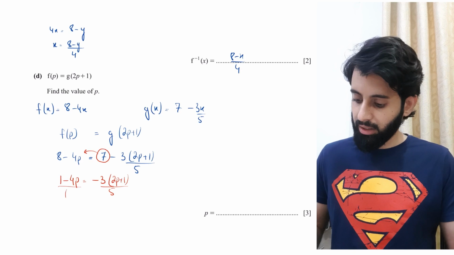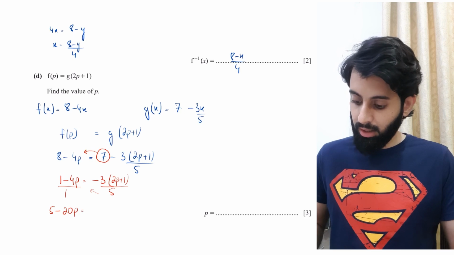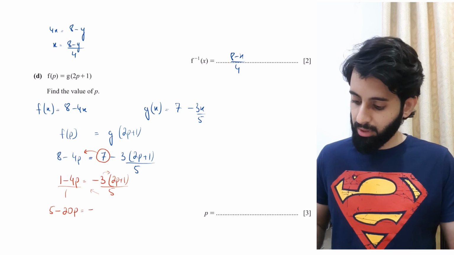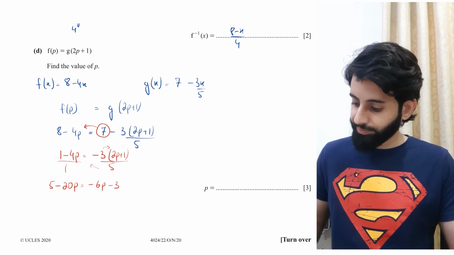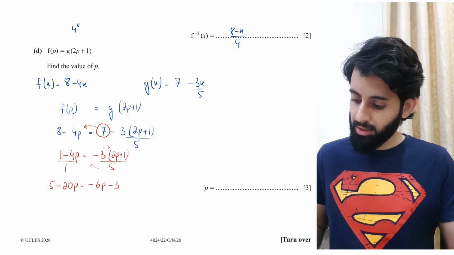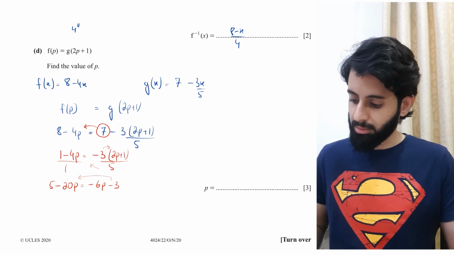Okay, now I can cross multiply, and when I do that, this becomes 5 minus 20p is equal to, and at the same time I can open up these brackets, minus 6p minus 3. Okay, now let's solve for the value of p. So I'm going to bring the minus 3 to this side. Minus 3, when we bring it here, becomes positive 3. So 5 plus 3 is equal to 8.